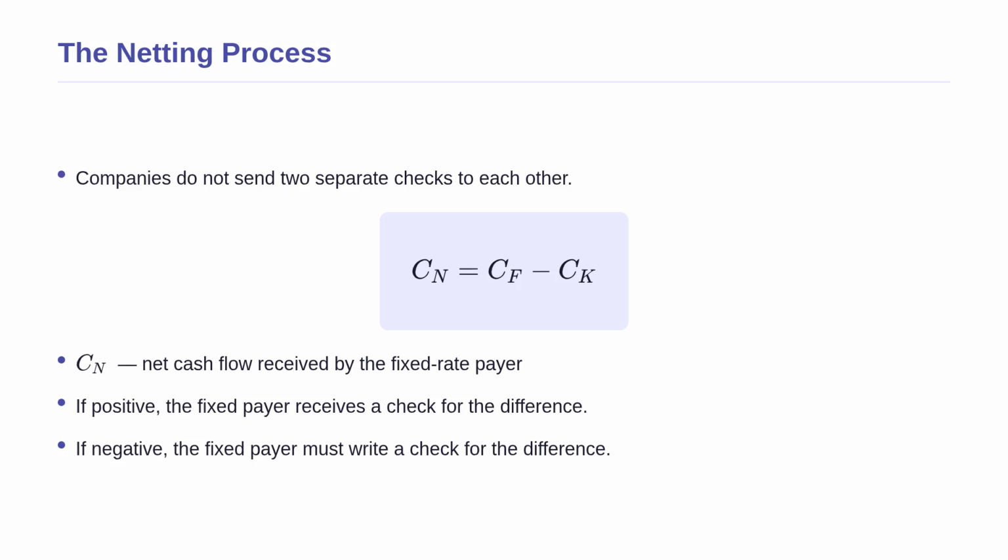In practice, the two companies do not actually send two separate checks to each other. Instead, they use a netting formula to find the difference. The formula is C_N equals C_F minus C_K. Here, C_N represents the net cash flow received by the party who pays the fixed rate. If the floating payment is larger, the result is positive, and the fixed payer receives a check for the difference. If the fixed payment is larger, the result is negative, and the fixed payer must write a check. This drastically reduces the money changing hands and lowers default risk.